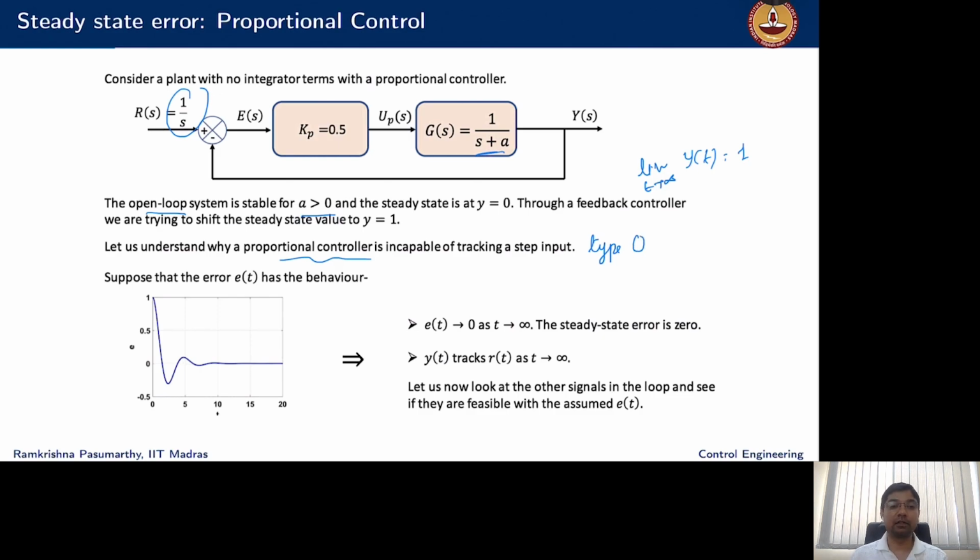a little bit of analysis on why a proportional controller is incapable of tracking a step input, largely because it had a finite kp and 1 over 1 plus kp was always positive. Now, suppose the error is such that e(t) goes to 0 as t goes to infinity. I'm just assuming that the error in the steady state goes to 0. When the error is 0, y and r are the same, which means y tracks r in the steady state. This assumption seems valid.